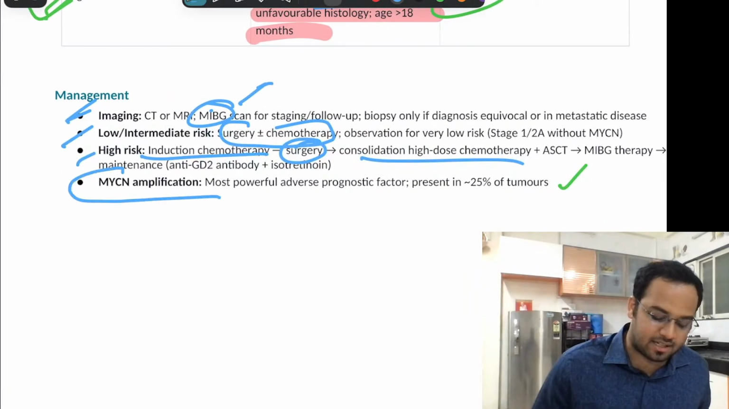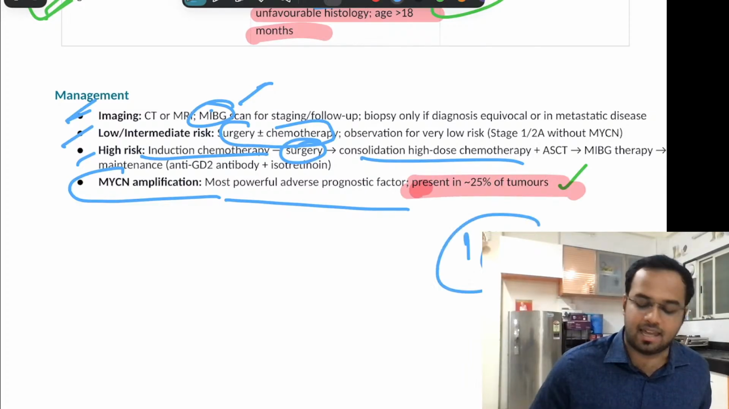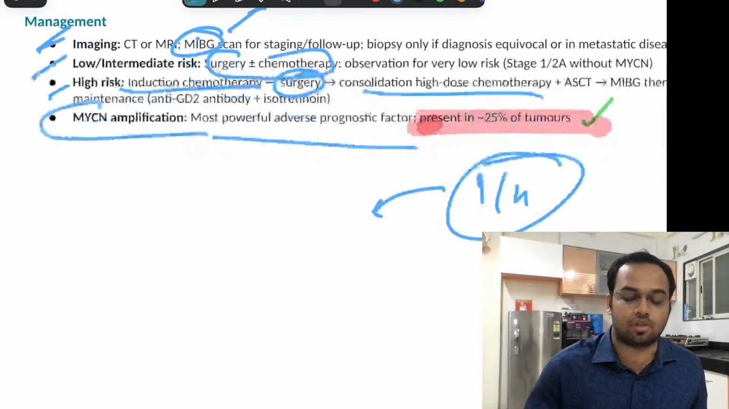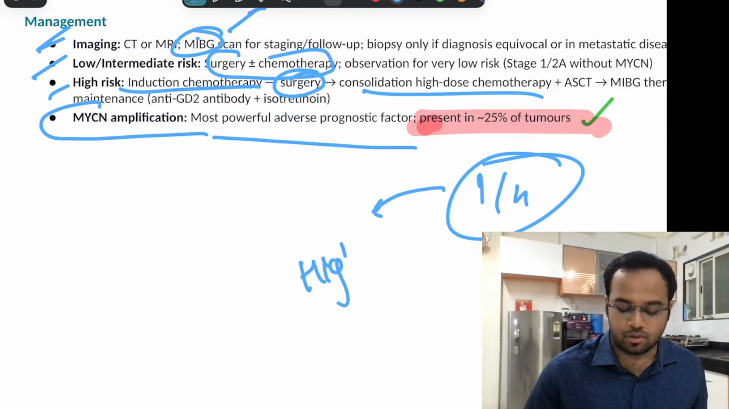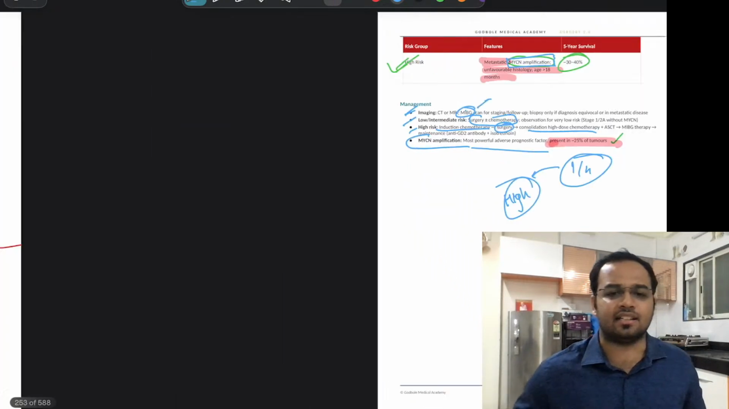MYC gene amplification is the most powerful prognostic factor, and it is present in only 25% of the tumors. So 1 in 4 children will have this gene amplification, and that child is going to land up with a high grade disorder, or a high grade tumor. So it is very important for you to know.